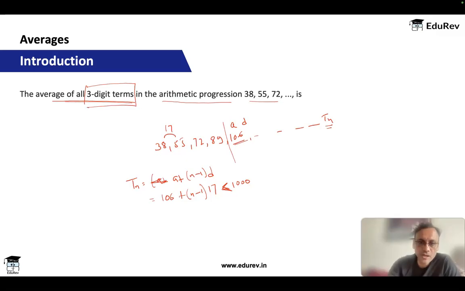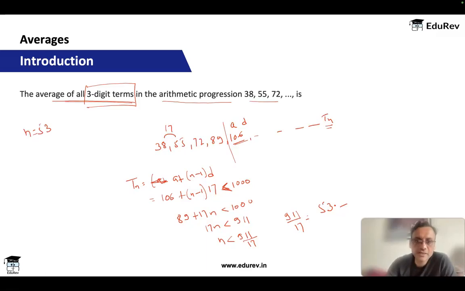So using this, 106 minus 17 will give me 89. 89 plus 17n should be less than 1000, or 17n should be less than 911, or n should be less than 911 by 17. Now 911 by 17 will give you 5 times 85, then you'll have 61. So 53 point something. And n should be less than that. That means n should be 53. So n is 53 is the first thing that we derive.